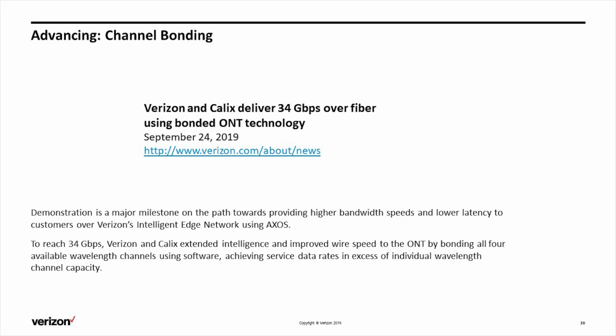So that's that. Now, recently, you may have seen a press release between Calix and Verizon. We did an awful lot of work and were able to actually bond all 4 NG-PON2 channels and get a single stream of 34 gigabits per second, so 4 times 8.5. We are working now among the vendors and within the standards community to get this productized so that we can have a real capability to provide higher channels than 8.5 gigabits per second to customers who need them.